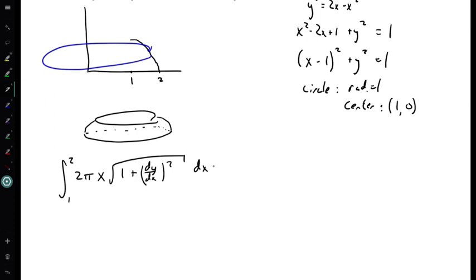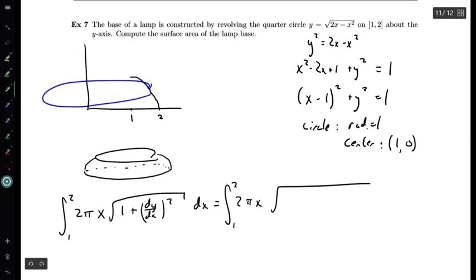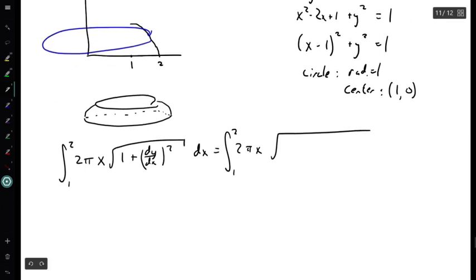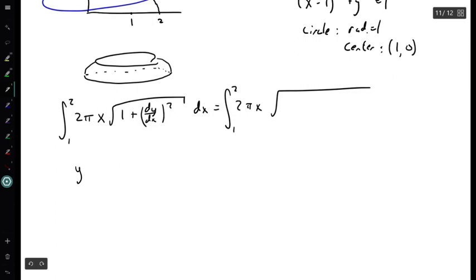Great. So working through this, we're going to get the integral from 1 to 2 of 2 pi x times the square root. Let's see, if we have y equals root of 2x minus x squared, and we want to find dy/dx. Where should we put this? I suppose maybe we can put it underneath our original integral here.